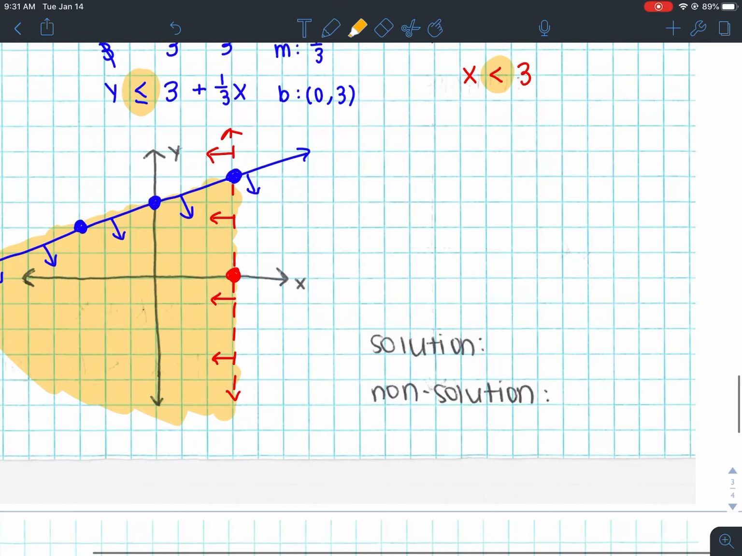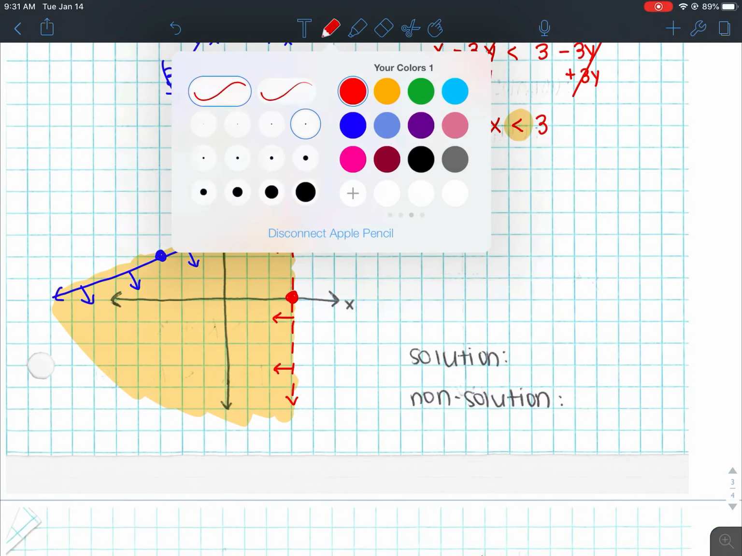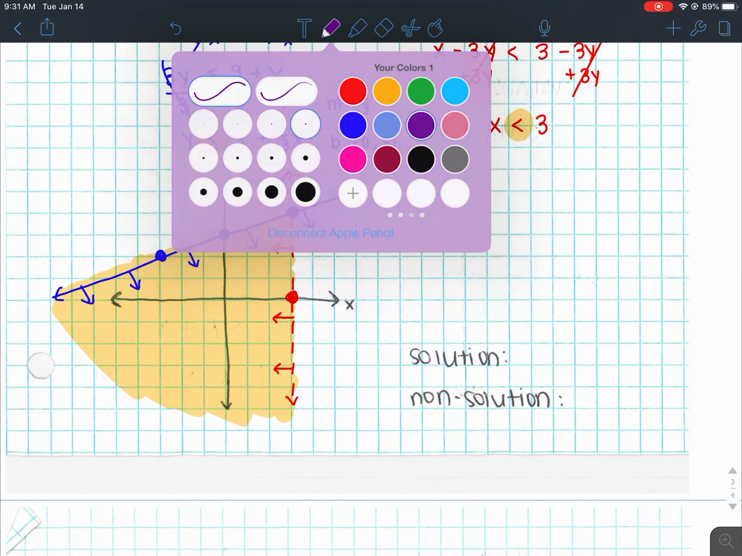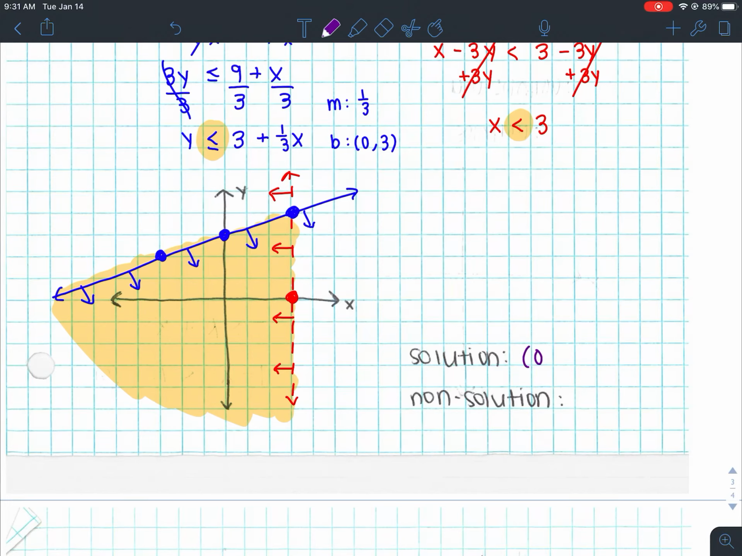Right, okay. All right, so let's talk about solutions. Well, 0, 0 is a solution. And let me ask you, is the point 0, 3 a solution? 0, 3 is right here. It is on the line and it's a solid line, so 0, 3 would be considered a solution.